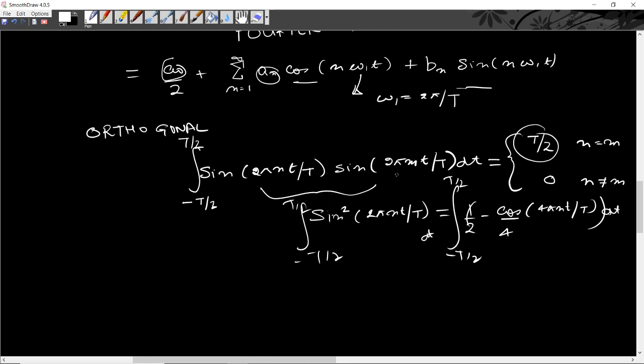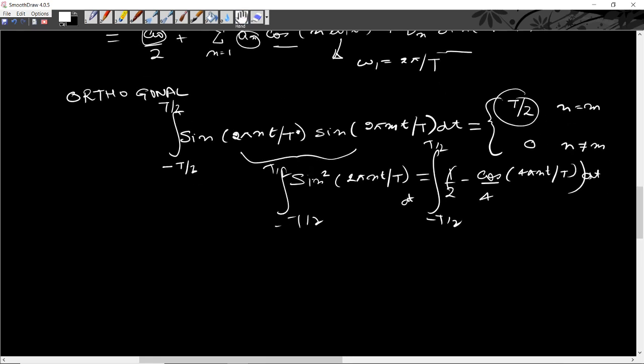Otherwise, if we have n which is not equal to m, then I can write this product as a sum of two cosines, and when I integrate those two cosines, I'll get again two sine terms, which, if I put in the limits, you will see that you get 0. So only if we multiply two such functions with the same value of n and m, then we get a non-zero integral. Otherwise we get the zero integral.